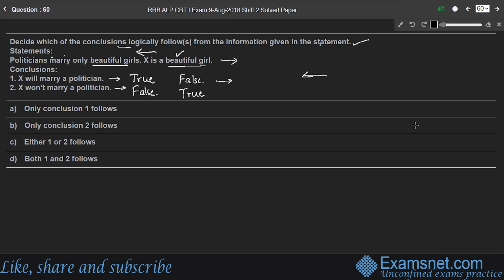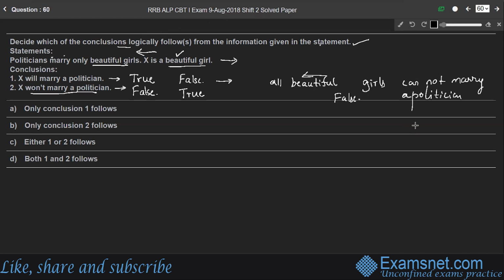So X is a beautiful girl. So all beautiful girls cannot marry a politician, right? So the reason is all beautiful girls cannot marry a politician. Therefore, that is false. And X won't marry a politician.